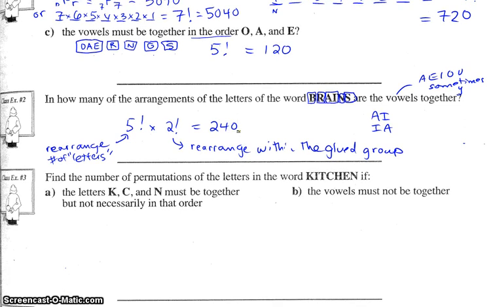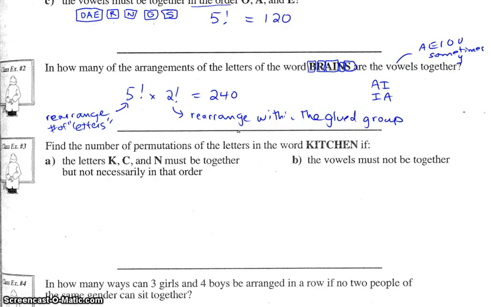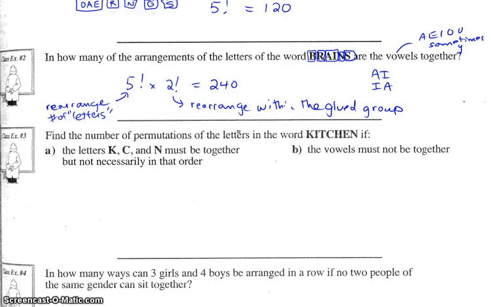All right, example number 3. Find the number of permutations of the letters in the word kitchen if, okay, 2 situations. The letters K, C, and N must be together, but not necessarily in that order. Okay, I want you to take a stab at what you think this would be. So glue them together if it helps to kind of box them, like go K, C, N, all glued together, and then write down all your other letters. Okay, then go ahead and do that, and we'll check back in a minute. Pause your video.